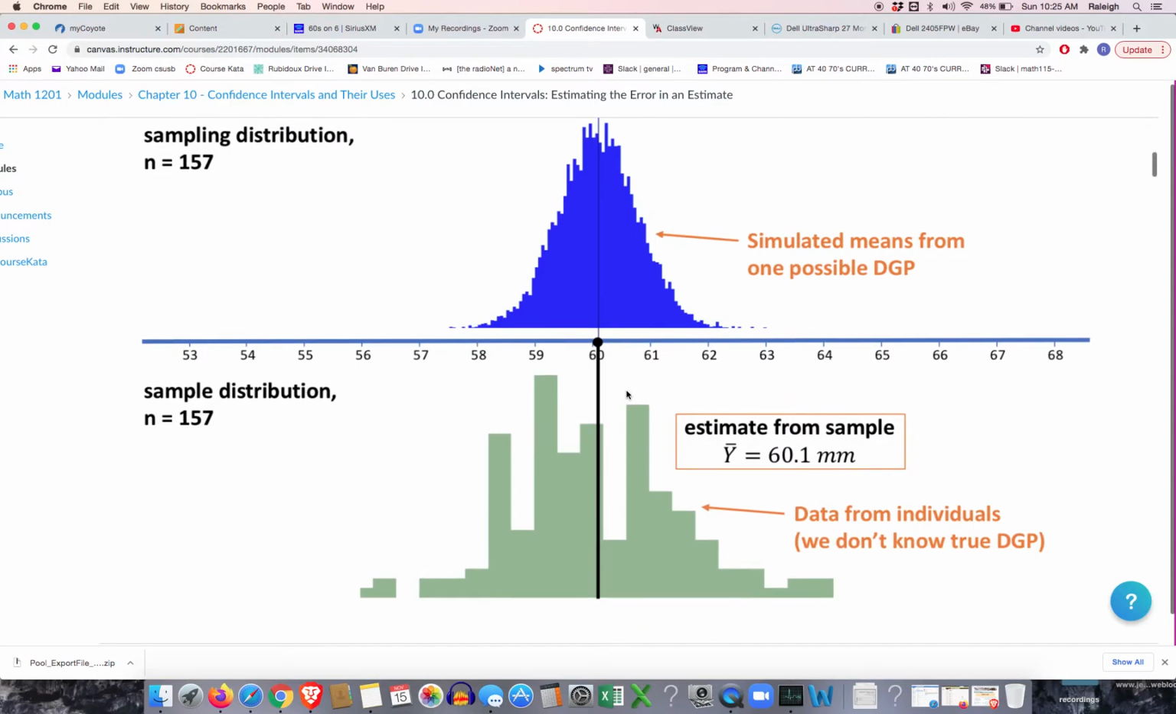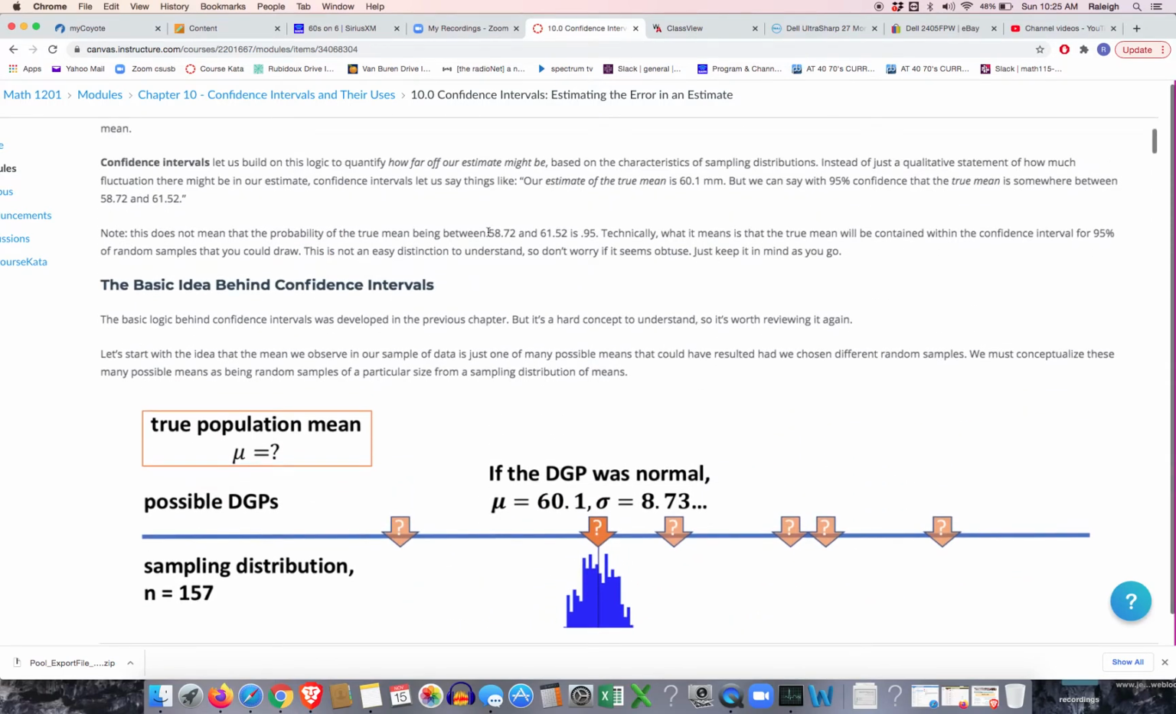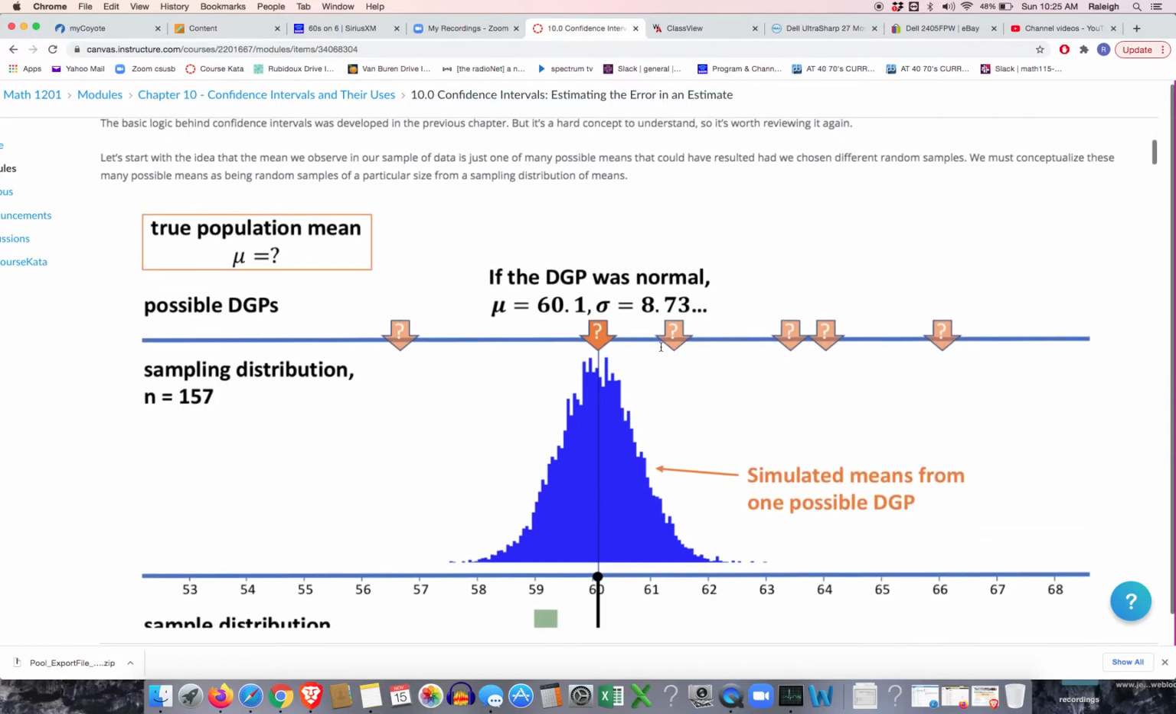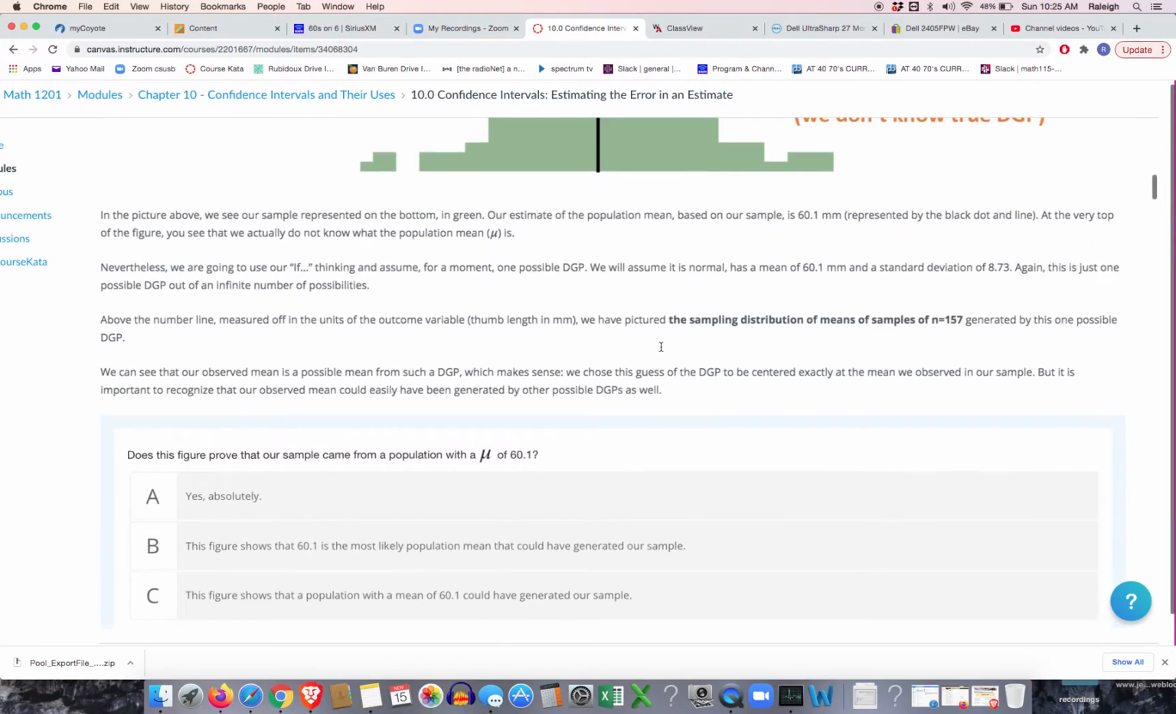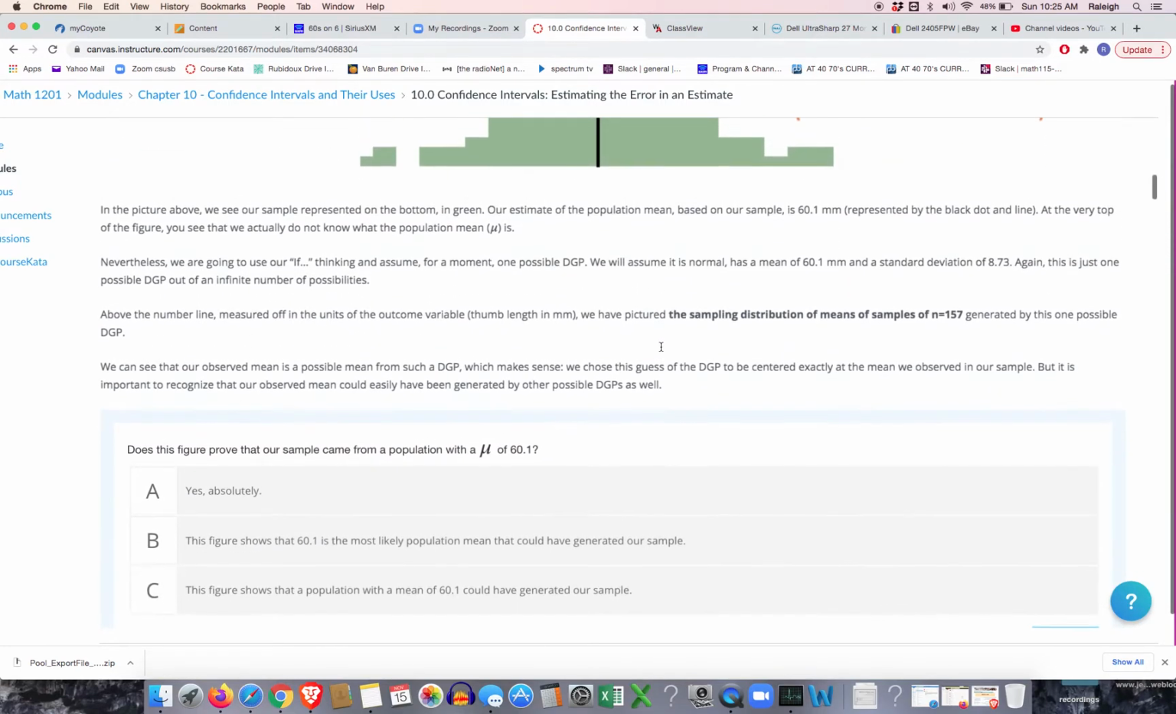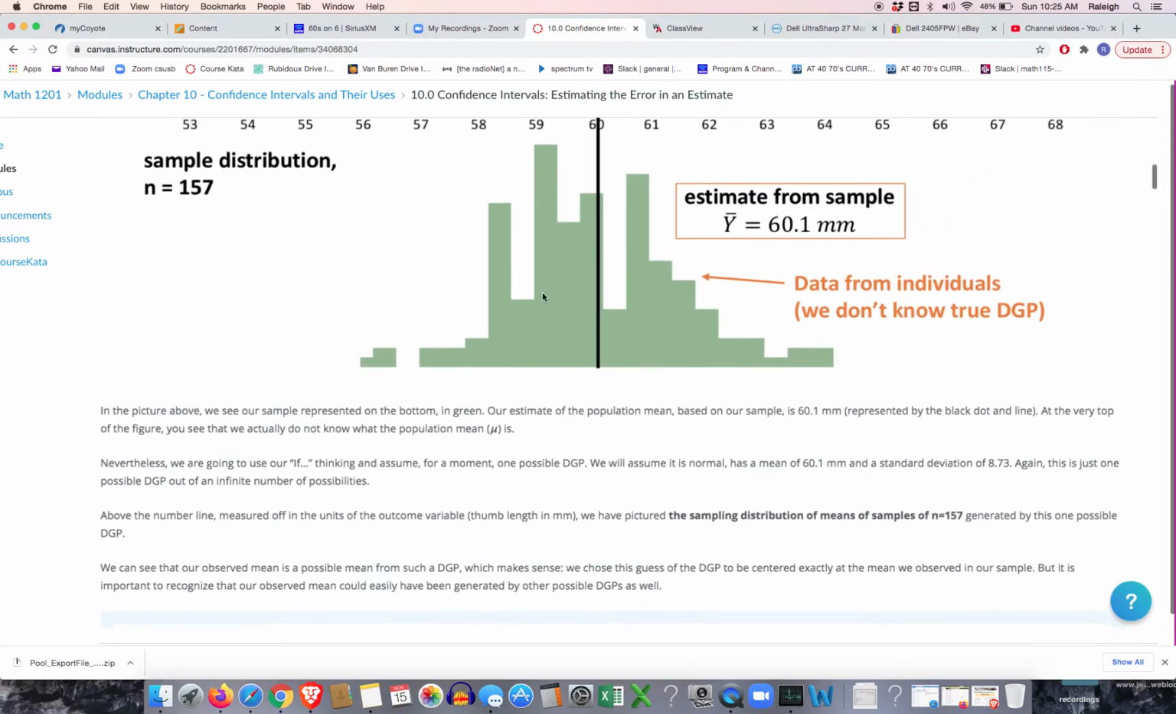But the good news is they're finally going to get to is that it has to stay within a certain level, certain region. And they've kind of tipped their hand and give you some numbers here. And we'll just kind of see how we can get there. And why is it contained between 58.7 and 61.5? Why would it be bad to go outside of that range? Well, we'll talk about that a little bit. So we see our sample represented on the bottom in green. This is the actual sample.